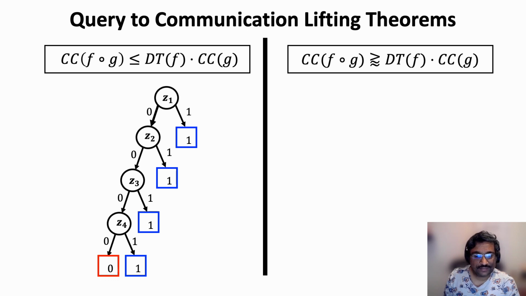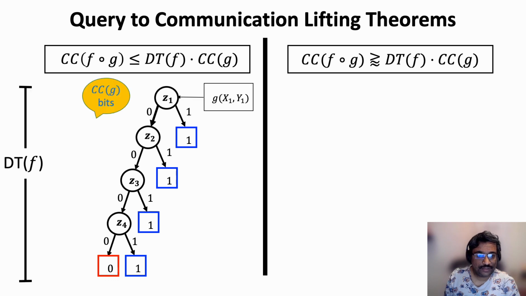So Alice and Bob want to simulate the decision tree computing f to come up with a communication protocol computing f composed g. Here, let's say this is the decision tree computing f. It queries the variable z1, but Alice and Bob have no clue about the value of z1. So they need to know the query answer to z1 to proceed along this decision tree. But they know that z1 is the result of applying the two-party function g on x1 and y1. x1 is Alice's first input and y1 is Bob's first input.